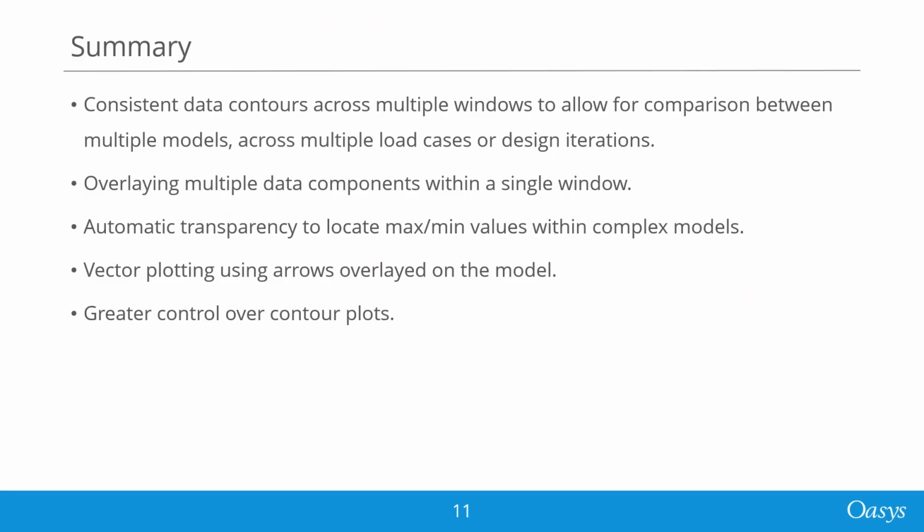This concludes the features we are going to cover today. In summary, Oasys D3PLOT allows you to easily compare multiple analysis results across multiple windows. Lets you plot multiple data components simultaneously onto different entities within the same window. Enables you to locate maximum and minimum values that can be hidden within complex models by using automatic transparency. Allows you to make use of overlaying vector arrows onto models for certain data components. Provides you with greater control over the presentation of data on contour plots.